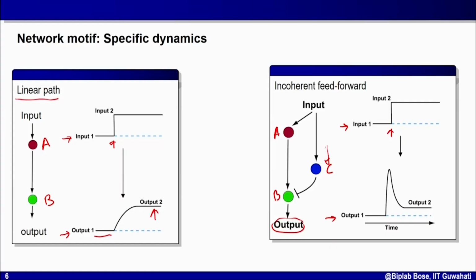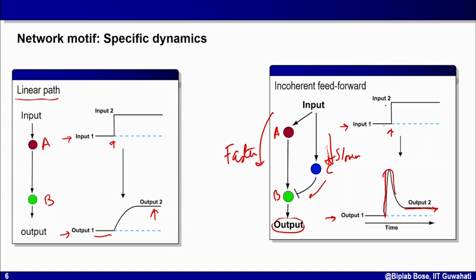Now imagine if this path is faster than this path, which is slower. Then what will happen? As you jump input from input 1 to input 2, this faster path will increase the output, but after it has reached a certain level, by that time this negative path will catch up and it will try to inhibit the process, so output will drop and then eventually it will settle at a lower value.